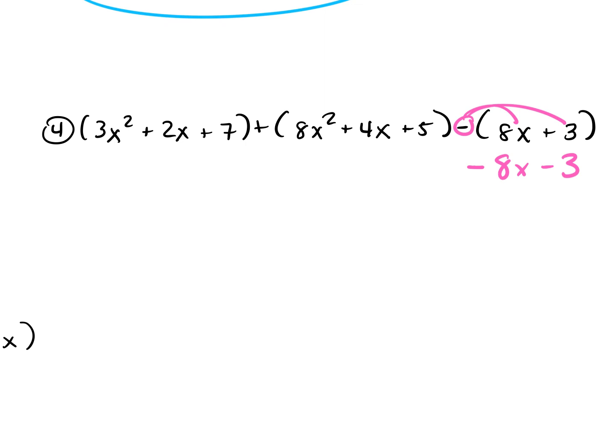Combine like terms. So I'm going to start with my x squareds. What's 3x squared plus 8x squared? 11x squared. Then let's move on to the x's. I have 2x plus 4x minus 8x. So let's add 2x plus 4x. What would that be? 6x. Then 6x minus 8x. Negative 2x. Perfect.